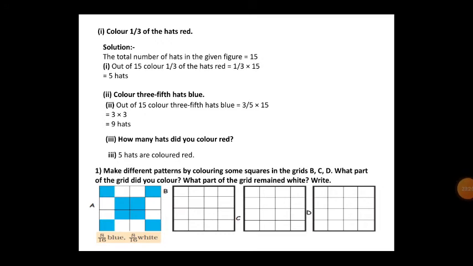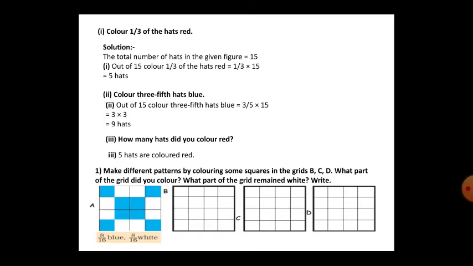Patterns in parts. Make different patterns by coloring some squares in grids B, C, D. What part of the grid did you color? What part of the grid remained white? Right. See here, A they already did. So there 8 were colored. In total there are 16 boxes in the grid. In that, 8 were colored with blue. So the fraction is 8 by 16.